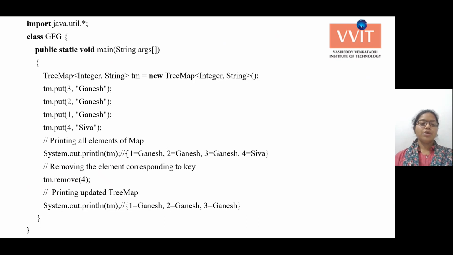Next is how to remove. To remove, we can use the remove method, passing a key as its parameter. I'm trying to remove the fourth key value pair, that is 4 associated with Shiva. And again I'm printing the updated TreeMap. Here you can see that Shiva will not be printed. Only the Ganesh entries for keys 1, 2, 3, the keys and their values, will be printed. This is a small example to insert and remove from a TreeMap.